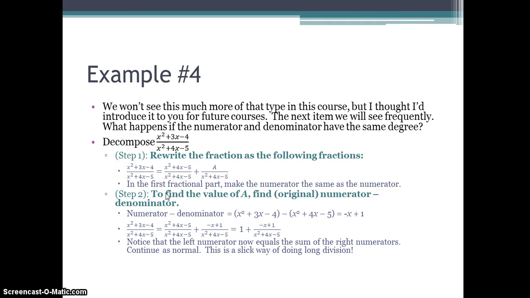So, in order to find the value of a, we're going to find the original numerator minus denominator, which will be x squared plus 3x minus x squared plus 4x minus 5, which is negative x plus 1. And I hope you notice that the way that I've rewritten this, we've got x squared plus 4x minus 5 plus a minus x plus 1. And if you add the two numerators there, you're going to end up with x squared plus 3x minus 4, which is exactly what we want. Notice also that this first fraction reduces down to 1, and that's pretty cool. What we've essentially done is we've done long division in a little bit of a different way.